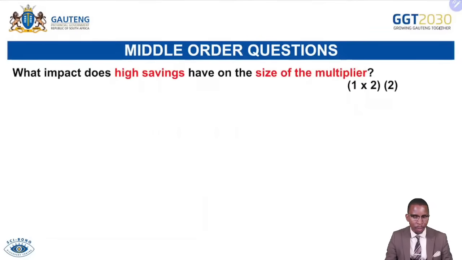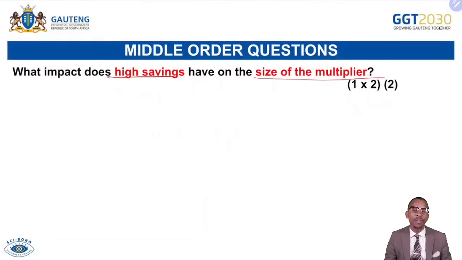We continue with the immediate order. What impact does high savings have on the size of the multiplier? Now we are going straight to the multiplier. If savings are too high, how does that affect the size of the multiplier? We know that savings decrease the size of the multiplier.